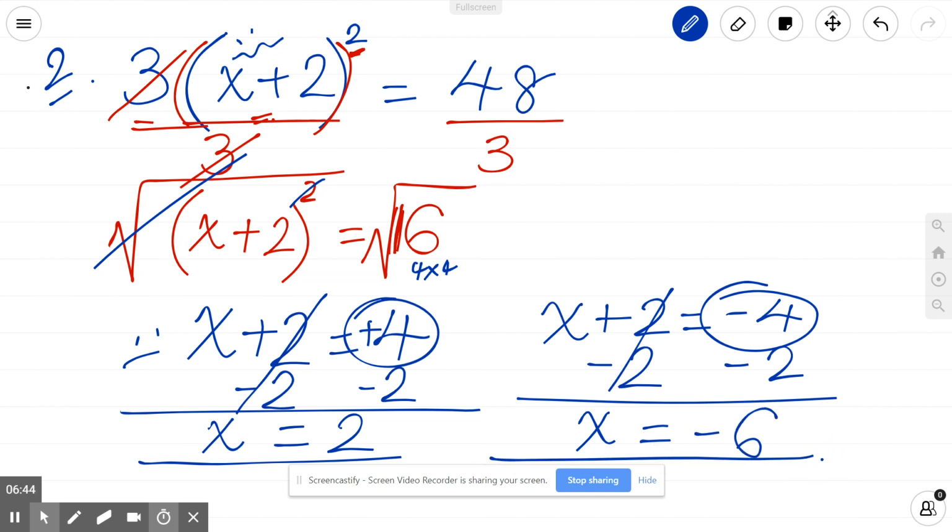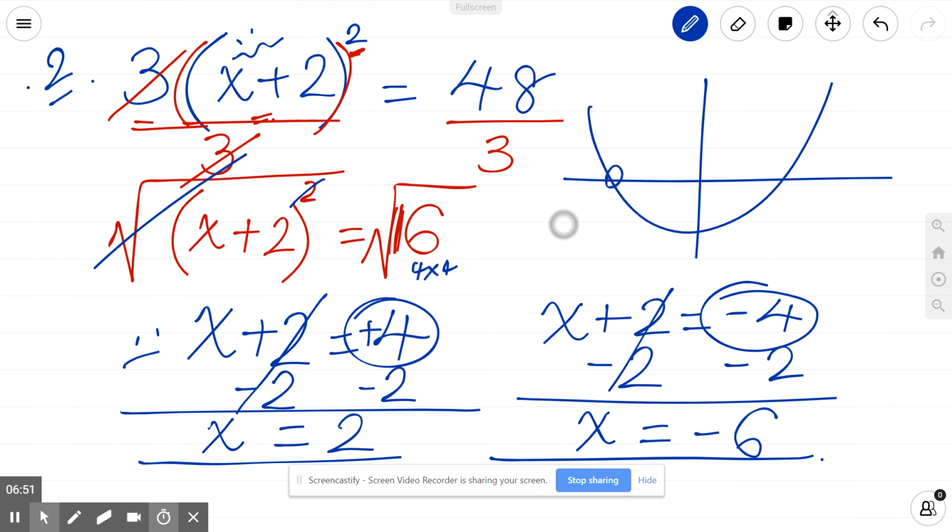All right, so these are the 2 answers, and these are the 2 places where the graph is going to actually cross on the x-axis, negative 6 and 2. It should be somewhere here. So that's pretty much our graph.